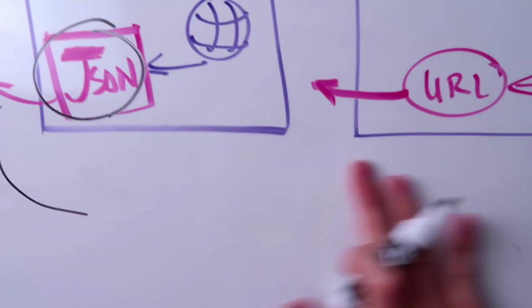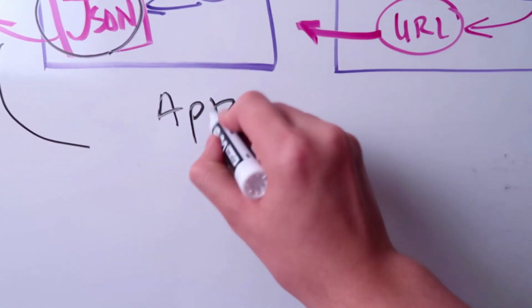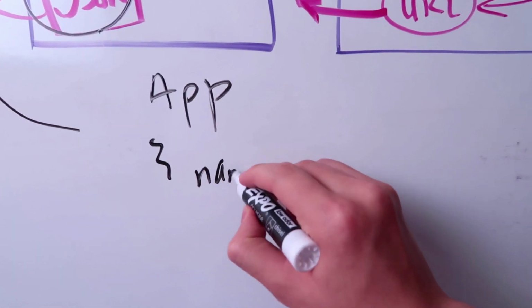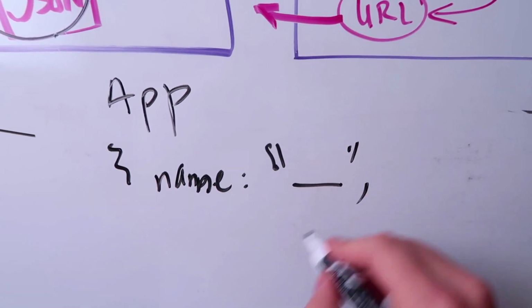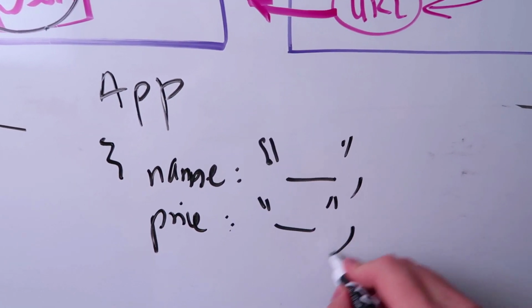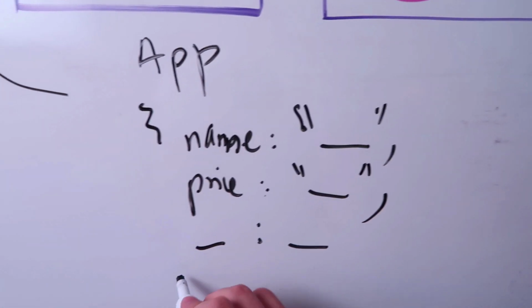Let me do this. Now, this is an app dictionary. It will be something like this, where the name is a string over there, and the price is a string over there, and then we have some other key-value pairs like that. So that is an app.